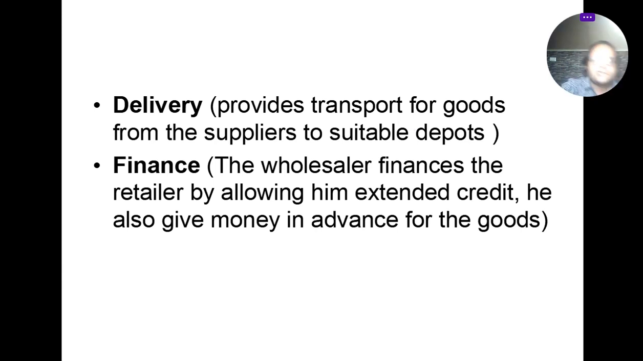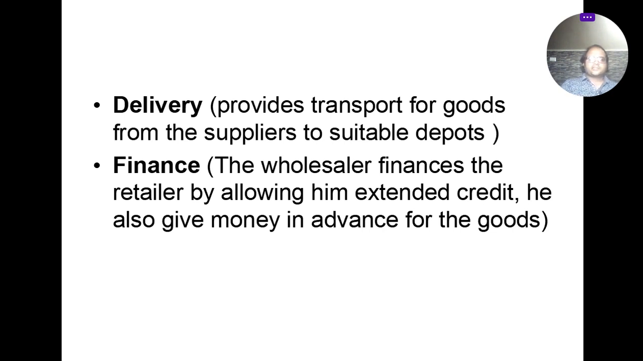Delivery. Provide transport for the goods from the supplier to suitable depots. He purchases the goods in bulk, in large quantity, so he gives the transport facility to the manufacturer. Whenever the goods are produced, the wholesaler uses his own transport system to carry the goods from the manufacturing factory to his own warehouse.